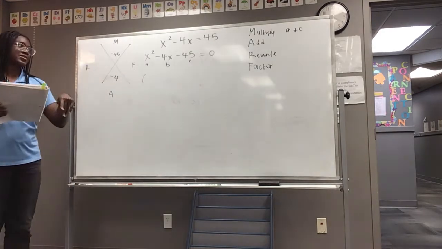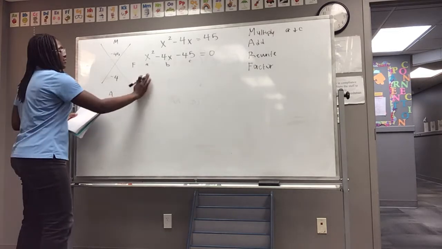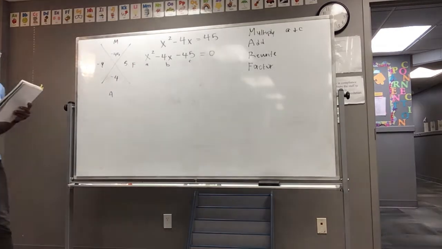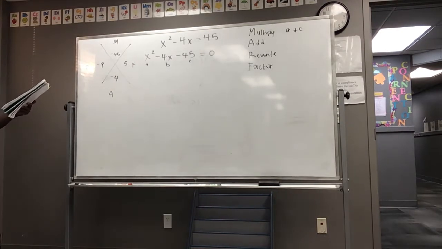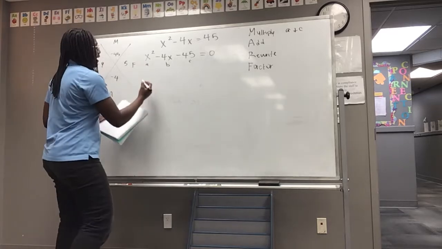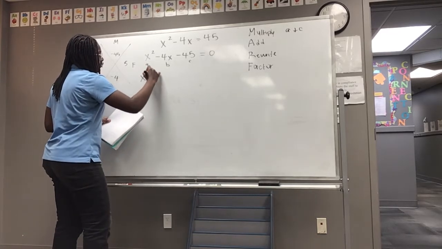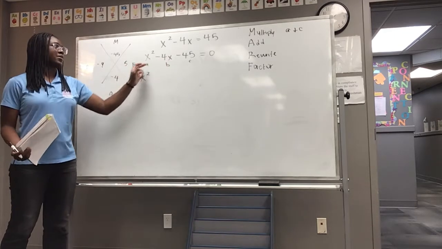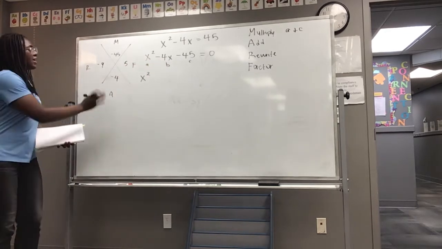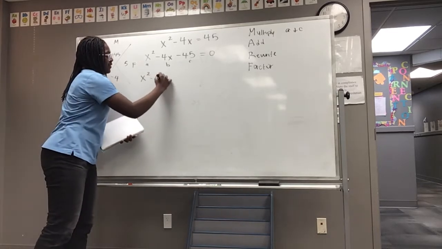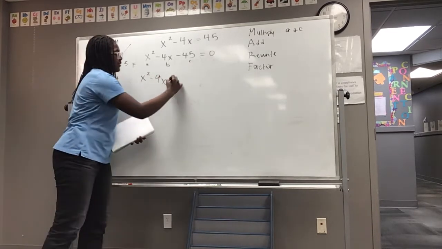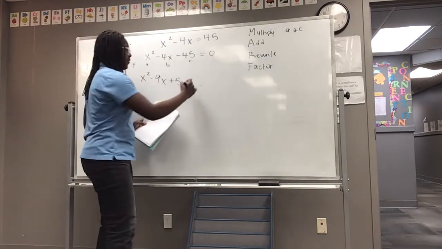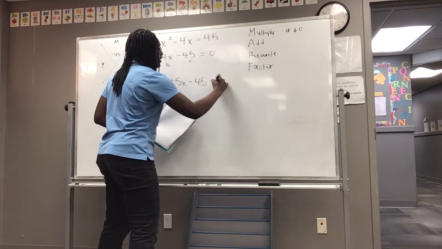So then I'm going to do my third step, which is rewriting. I'll write my two numbers here. Negative 9 and 5 are my two numbers that multiply to negative 45 and add to negative 4. So I'm going to rewrite. I leave my x squared alone, and what we're rewriting is the middle term. Instead of negative 4x, I'm going to write negative 9x plus 5x. And then I'm going to leave my c, my last constant, alone. Minus 45 and then equal to 0.